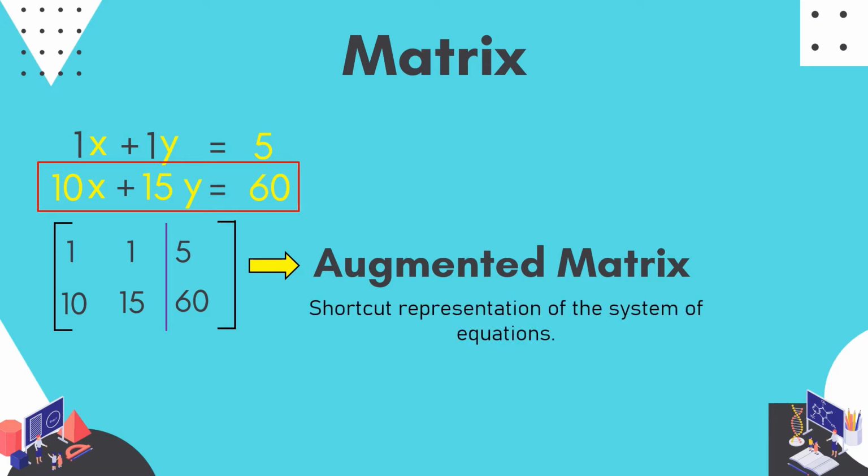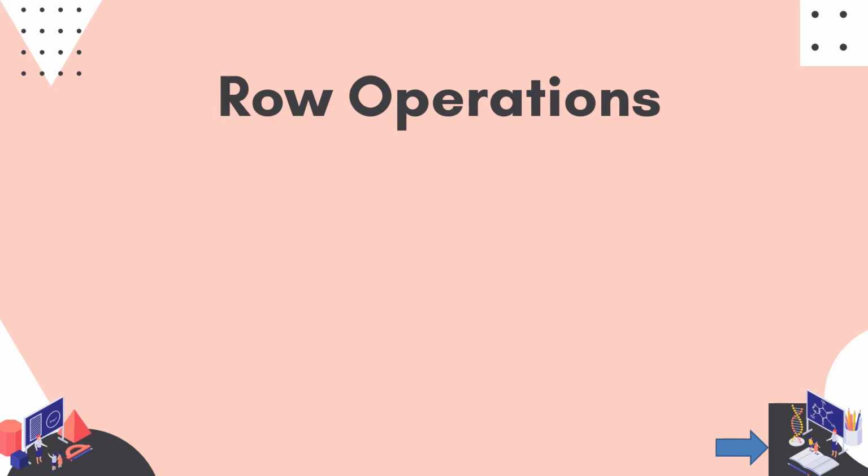What is an augmented matrix? An augmented matrix is a shortcut representation of the system of equations. Before we find the solution to the given equations using Gaussian elimination, we're going to review first the row operations. What are the row operations?